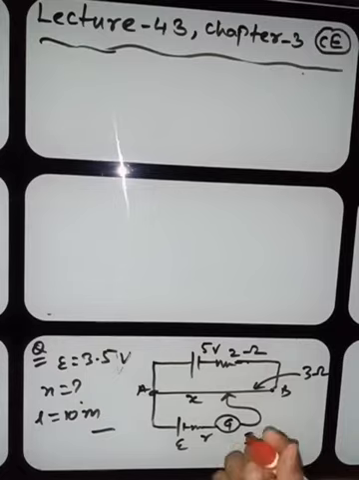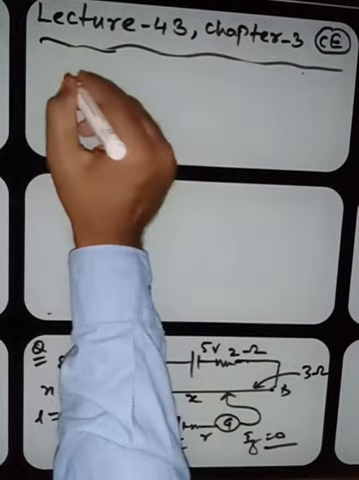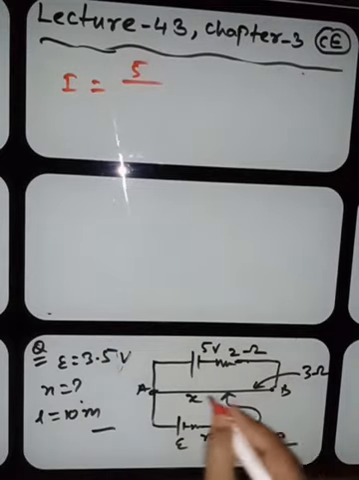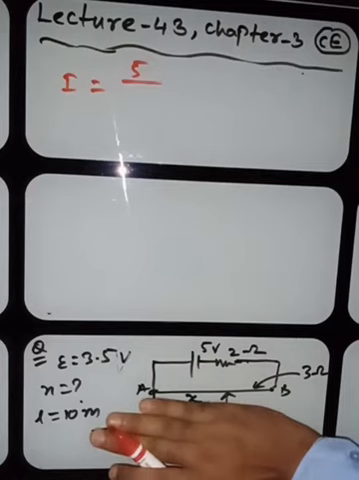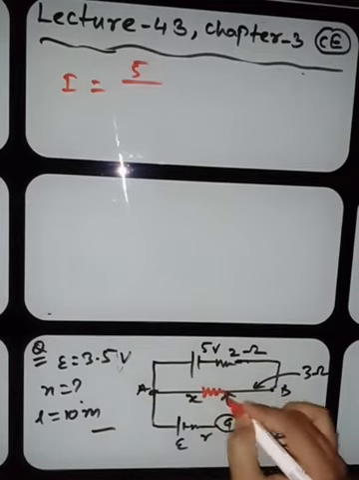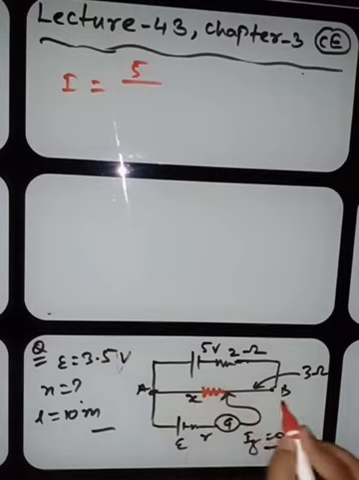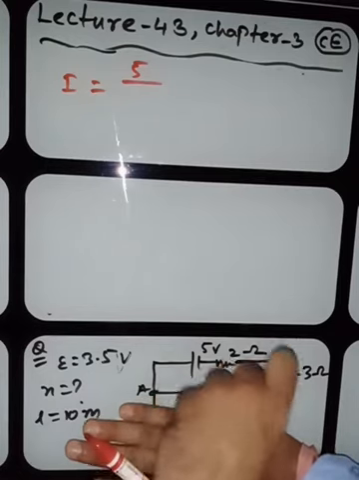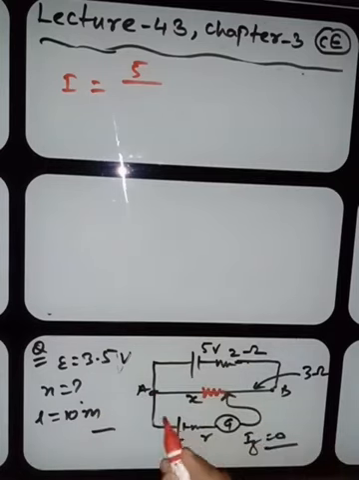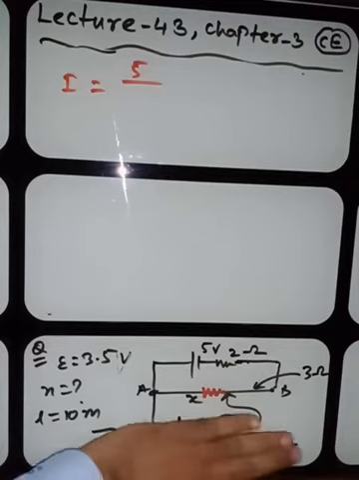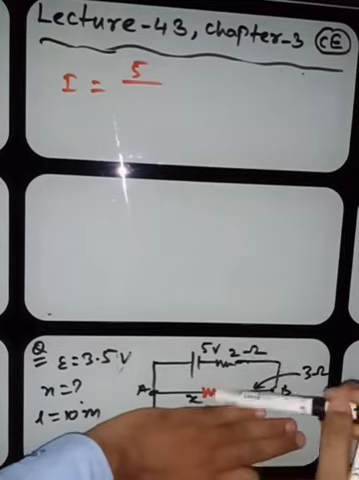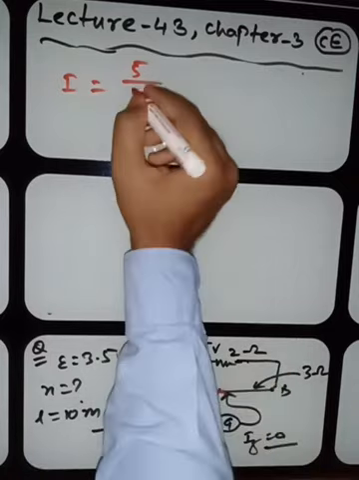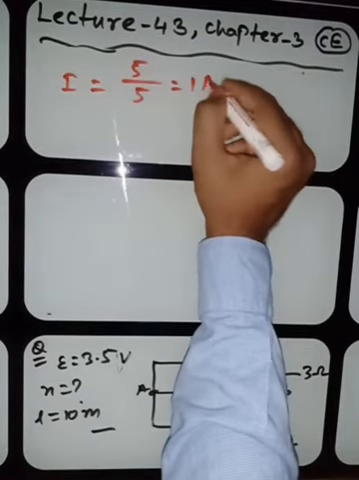Now, first we'll find the current in this circuit. So I can be written as 5 by 3 plus 2. These two are connected in series. If you leave this circuit, you will find the wire has a resistance of 3 ohm. Then you can see the 2R is connected in series. Why? Because current is not going in this branch now, so you can remove this branch, and this 3 and 2 are in series. The total resistance will be 5. So 5 volt by 5 is 1 ampere.